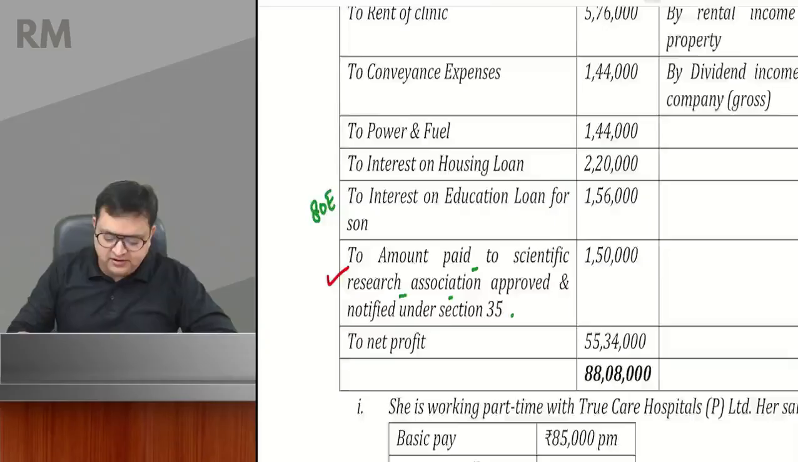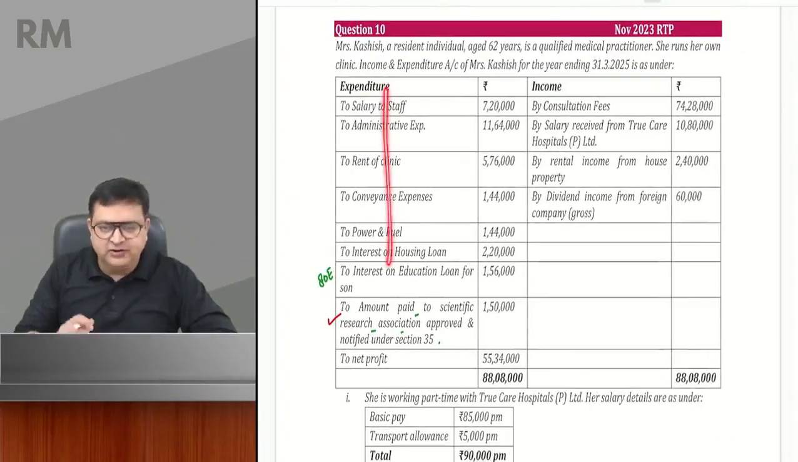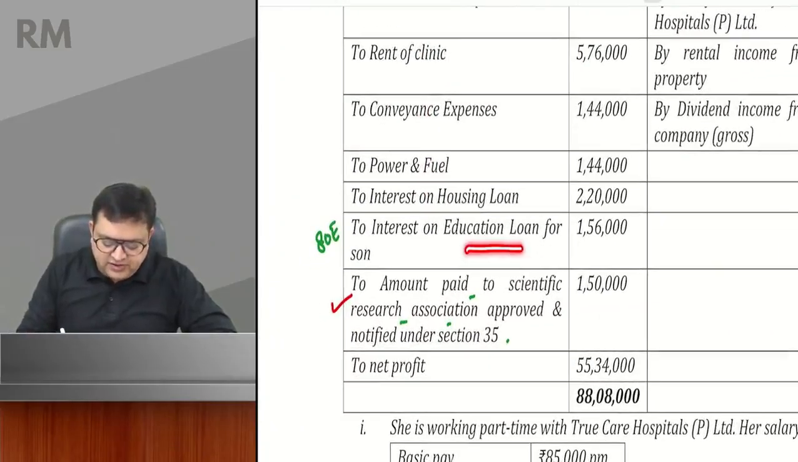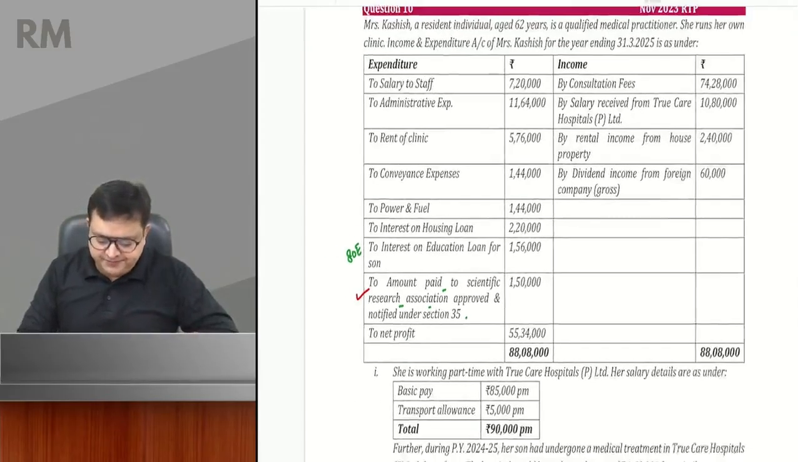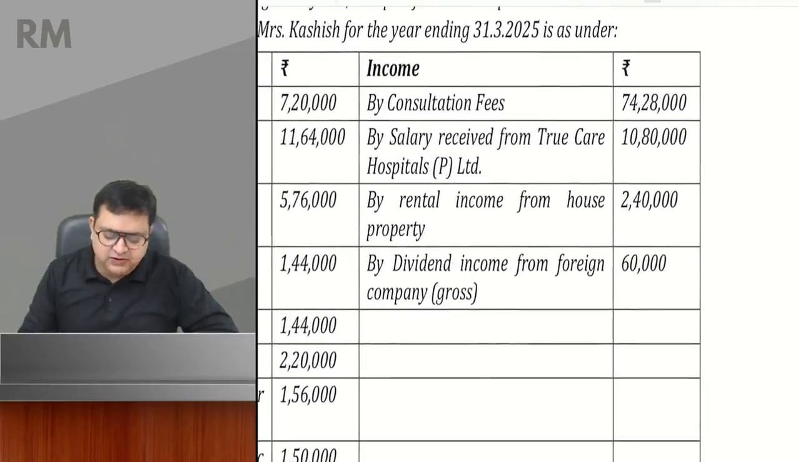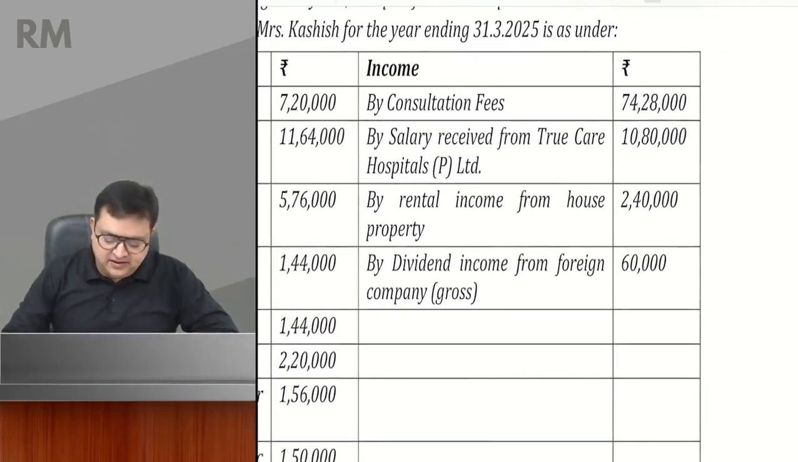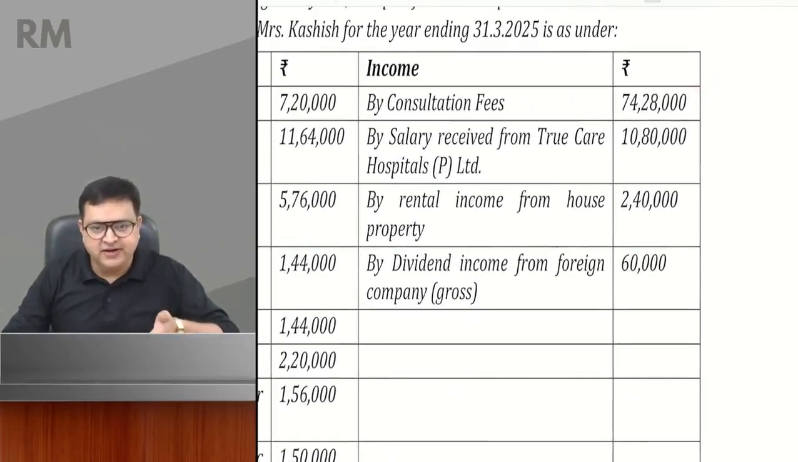I'll start from here. For the debit side, we have seen mostly all the expenses are allowed. Interest on education loan should not be allowed at all. Interest on housing loan depends on whether it is related to house property or anything else, then we will not allow it. For business purpose, we will allow it. On the credit side, consultation fees. She's a doctor, it's her professional income, so we are okay with it.